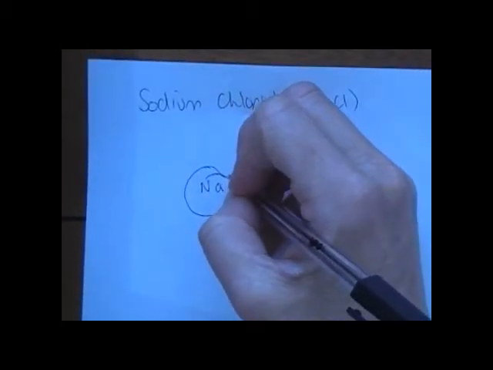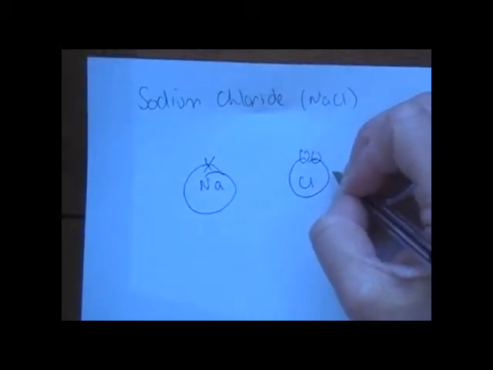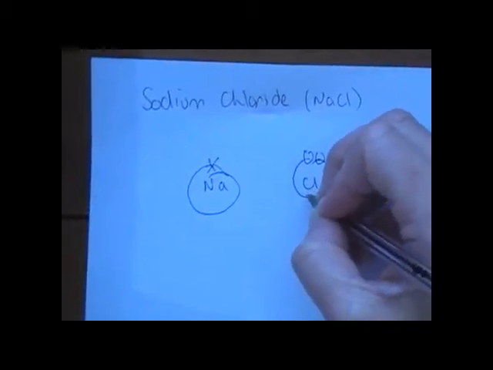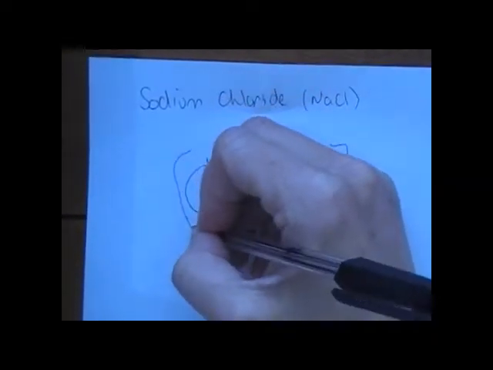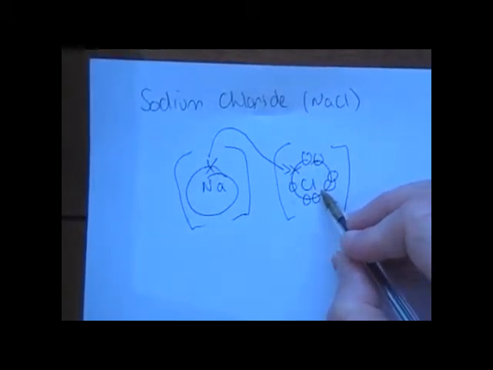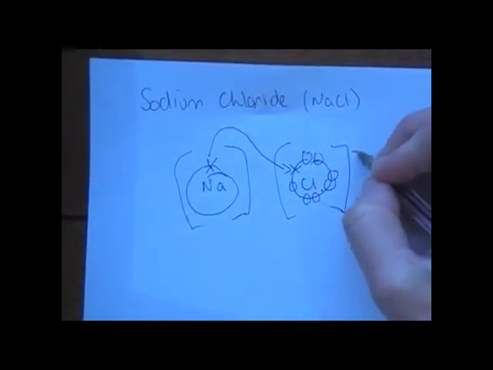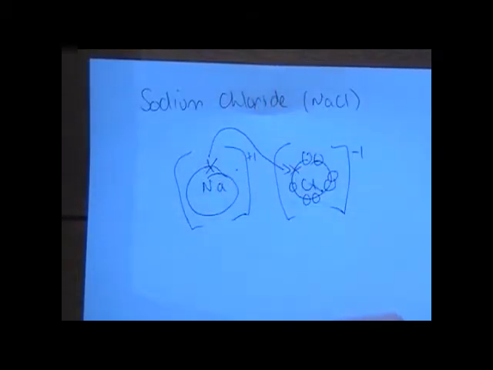Sodium we know is in group 1 from the periodic table, so I'm going to put a cross there, and chlorine is in group 7, so I'm going to go ahead and draw 7 electrons in the outer shell, square brackets around both, and showing that electron crossing across. So in order to return chlorine ion back to an original atom, I need to lose 1 electron, and in order to turn sodium back to an atom, I need to gain 1 electron.